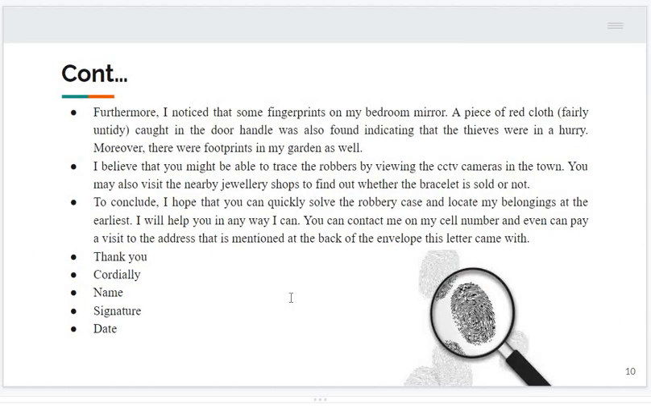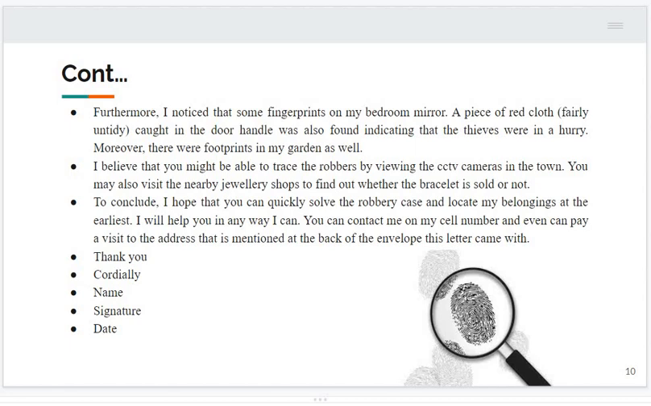Furthermore, I noticed some fingerprints on my bedroom mirror, a piece of fairly untidy red cloth caught in the door handle was also found, indicating that the thieves were in a hurry. Moreover, there were footprints in my garden as well. I believe that you might be able to trace the robbers by viewing the CCTV cameras in the town. You may also visit the nearby jewelry shops to find out whether the bracelet is sold or not.